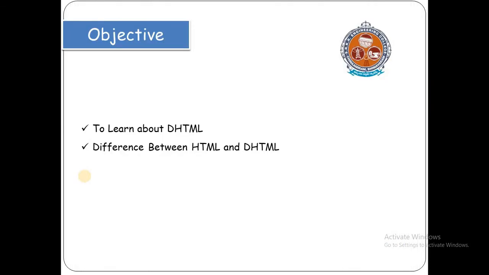So the main objective of this video, and what we are going to learn in this lecture, is one of the main important topics: DHTML and the difference between HTML and DHTML. DHTML is nothing but dynamic hypertext markup language. There is not much difference between HTML and DHTML. Just adding JavaScript and CSS to the HTML is called dynamic HTML. Adding dynamic behavior to the HTML is nothing but DHTML.